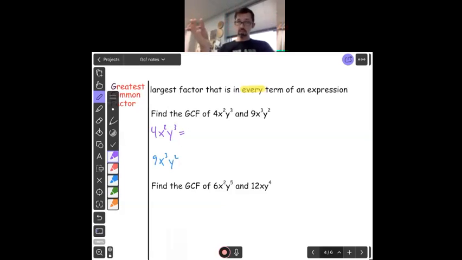Okay, so I'm just going to look at the pieces, right? So I'm going to look at the 4 first. Where does 4 come from? All right, again, we're starting off with the easy ones, 2 times 2. Okay. Well, what does x squared mean? What does x squared mean?